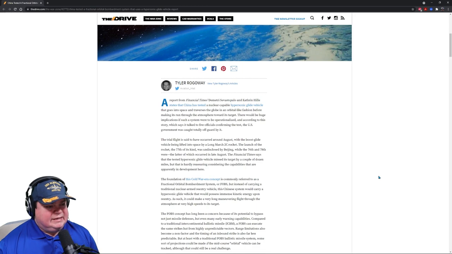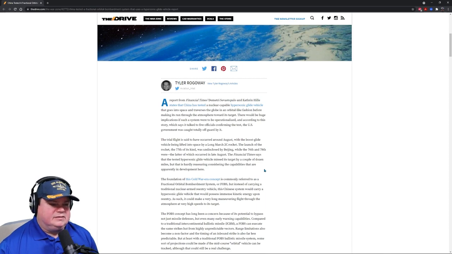The trial flight is said to have occurred around August, with a boost glide vehicle being lifted into space on a Long March 2C rocket. The launch of the rocket was the 77th of its kind, was undisclosed by Beijing, while the 76th and 78th were later, the later of which occurred in late August. The Financial Times says that the test hypersonic glide vehicle missed the target by a couple dozen miles, but that's hardly reassuring considering the capabilities that are apparent here.